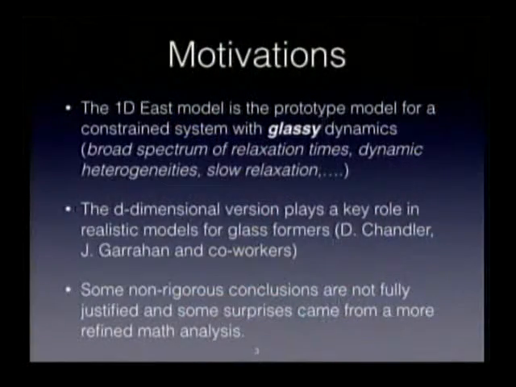So the d-dimensional version, in d equal 2 or 3, is really supposed to play a key role in some realistic models of glass formers, and this has been strongly suggested by the group of David Chandler, a chemical physicist in Berkeley, Juan Garrahan in Nottingham, and co-workers.